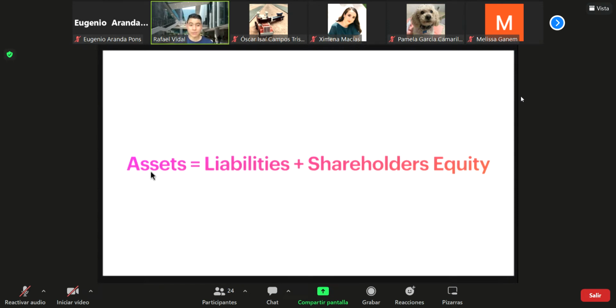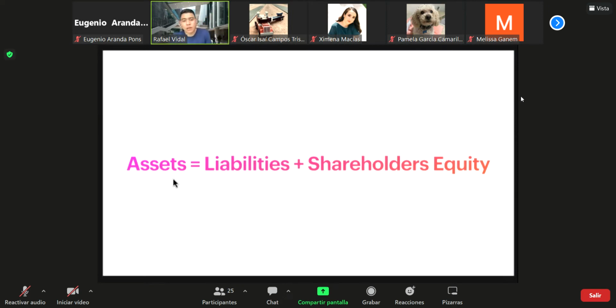Liabilities is the money you owe to, let's say, bankers, most of the time bankers. So it's the money you borrow to operate your company. And shareholders' equity is money as well that you get from investors. So it makes sense. All the assets you have equal the money you are given or borrowed from the bank, and the money your different investors give to you.